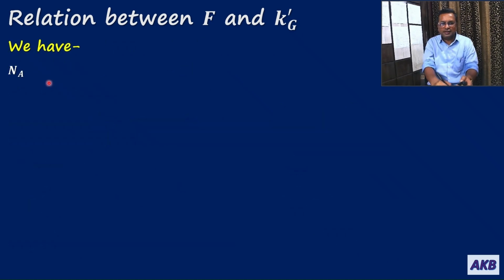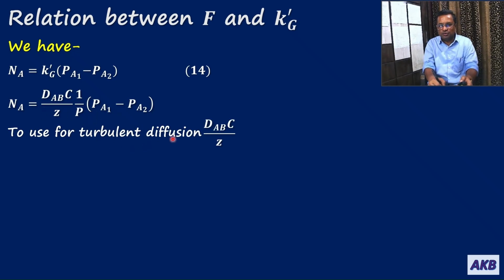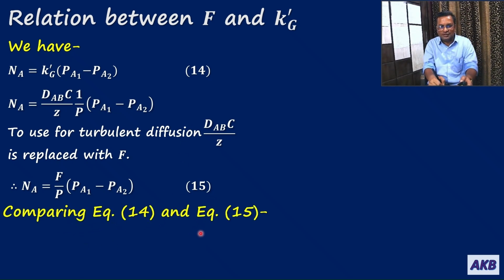So we have the defining equation for K dash G: Na is equal to K dash G into Pa1 minus Pa2, equation 14. And we just got this equation: Na is equal to dAB C upon Z into 1 upon P, Pa1 minus Pa2. In order to use this equation for turbulent diffusion, we need to replace the group dAB C upon Z with F. So we have Na is equal to F upon P into Pa1 minus Pa2. This is equation 15. Now next we will be comparing equation 14 and equation 15.